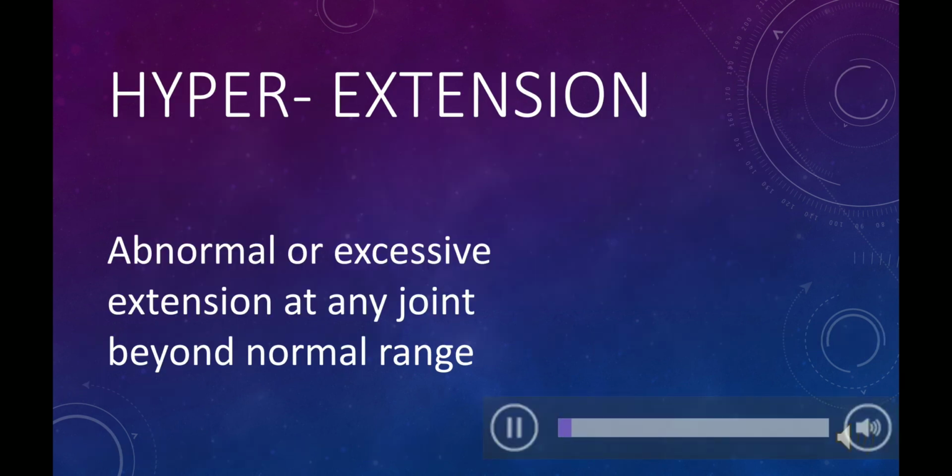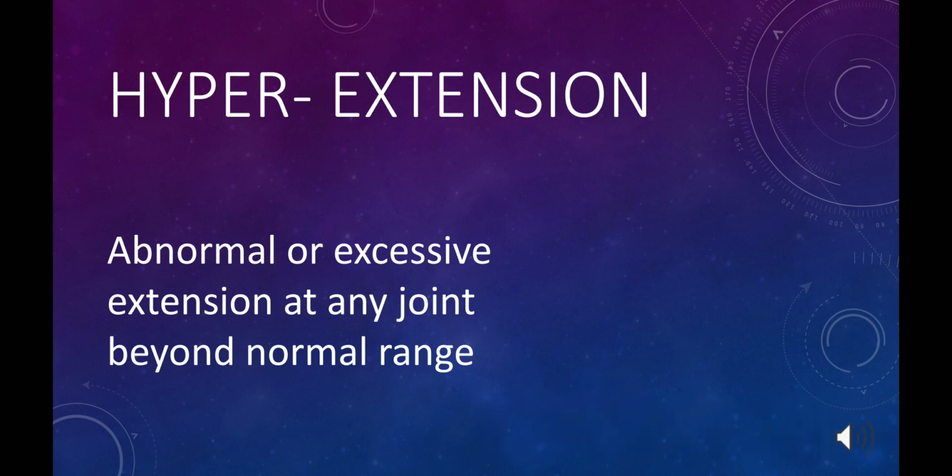Next is hyperextension and hyperflexion. Hyperextension is the abnormal or excessive extension at a joint beyond the normal range, and hyperflexion is the abnormal or excessive flexion at any joint. So hyperextension is extension of any joint beyond normal.